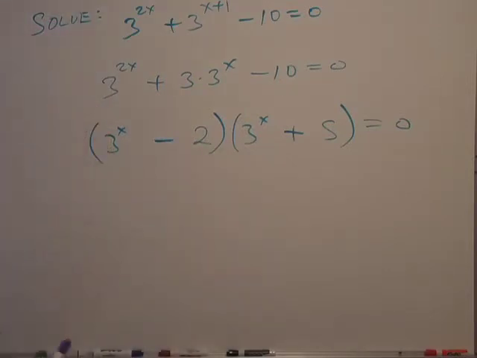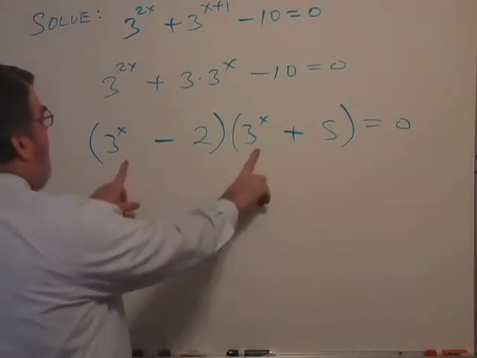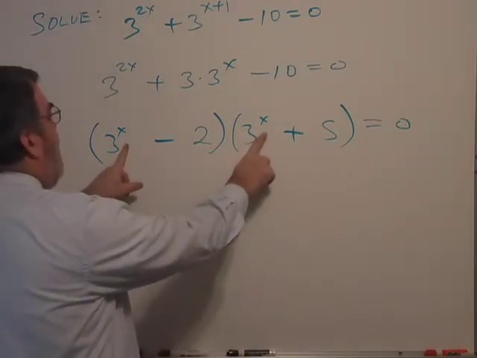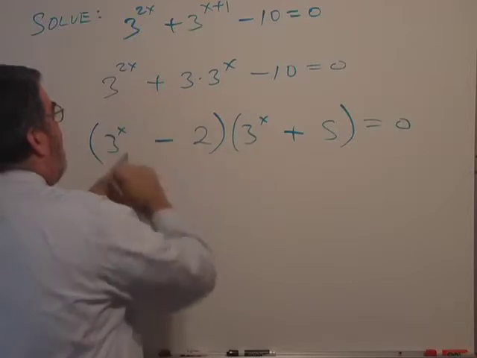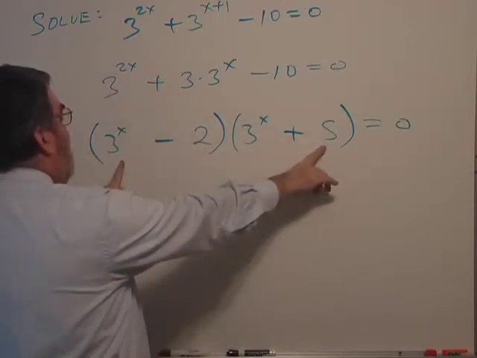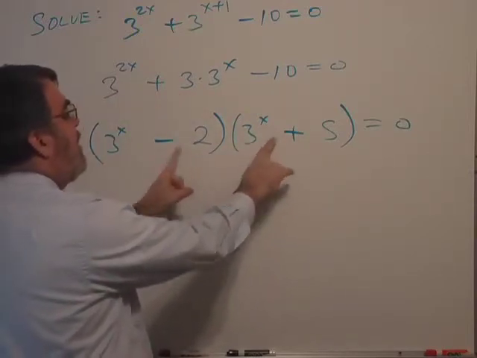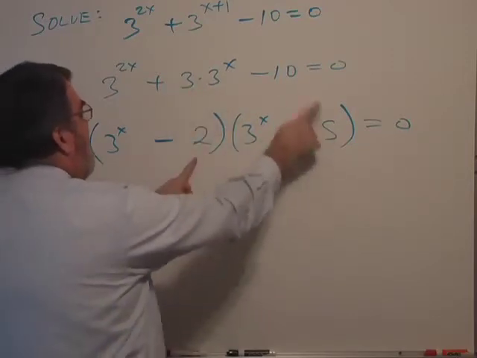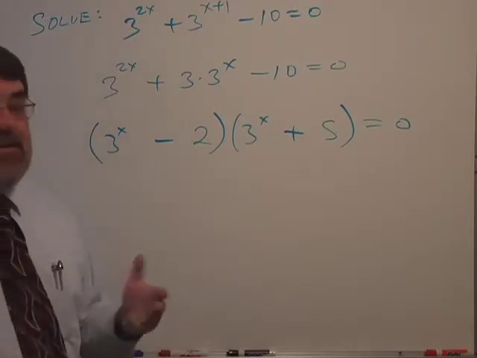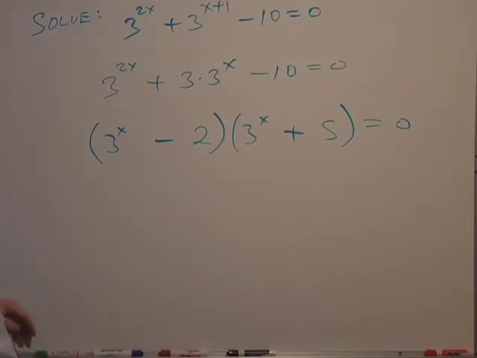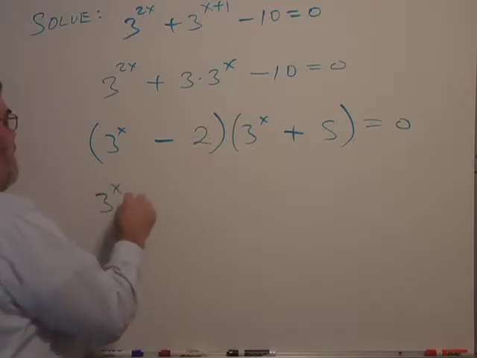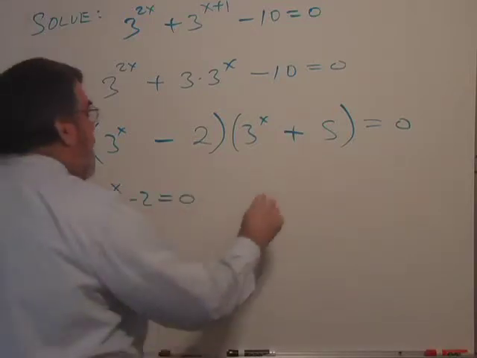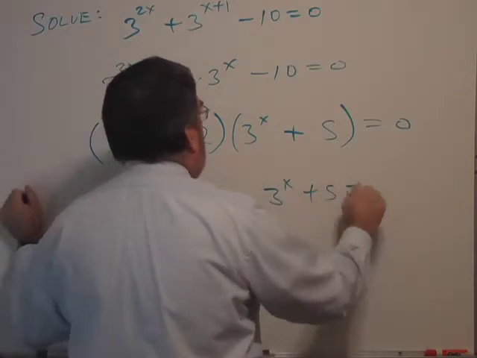So you might take a minute here to confirm what I've done actually works. When I multiply these together, I add their exponents, so I get 3 to the 2x. Here I have 5 times 3 to the x minus 2 times 3 to the x. 5 minus 2 is 3 times 3 to the x, and then minus 10. So it did factor correctly. And now I need to set each factor equal to 0 to get the roots. 3 to the x minus 2 equals 0, and 3 to the x plus 5 equals 0.